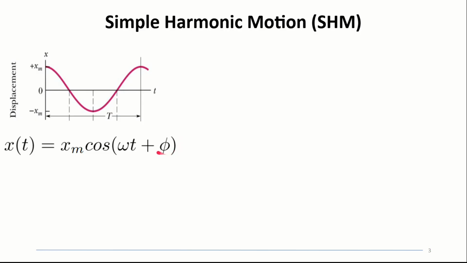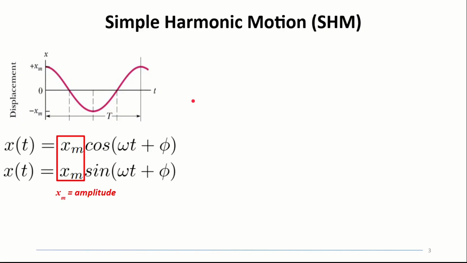And then you have this thing called a phase constant right here, which is going to be important to keep in mind. And again, you could use sine as well. So we got the red, that's going to be our amplitude. We got this omega here, that's our angular frequency. And then we have these in green, which is going to be our phase constant.